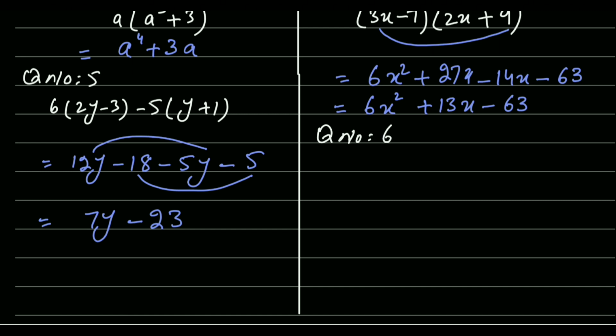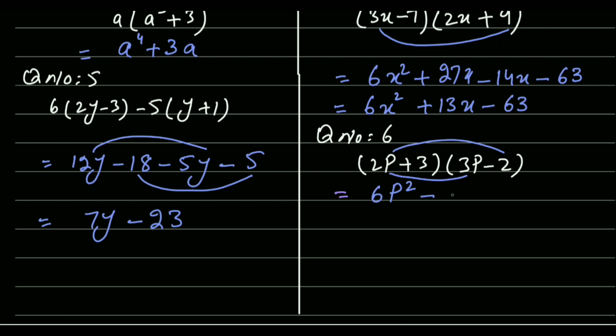Okay, question number 6. So next question, (2p + 3)(3p - 2). Same method we have to use. 2p will be multiplied with 3p and 2p will be multiplied with 2. So 3 2s are 6p square, minus 2p will be multiplied with 2 and 2p will be multiplied with 3p. So plus minus minus 2 2s are 4p.